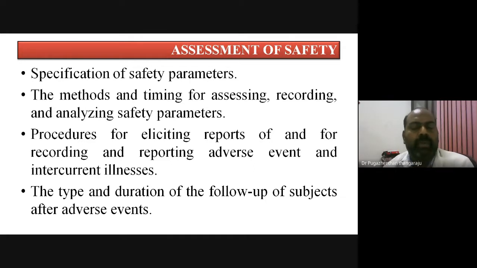Assessment of safety. Okay, I have told you that the secondary objective or the secondary endpoint will be more focused on safety. So in the assessment of safety, you have to clearly mention what you are going to assess, whether morphologically or by a laboratory test, how you are going to record the assessment, and if there is any adverse event, how you are going to report it, whom you are going to report to, and what action you are going to take on that adverse drug reaction. Okay, so all these things will be in the assessment of safety.